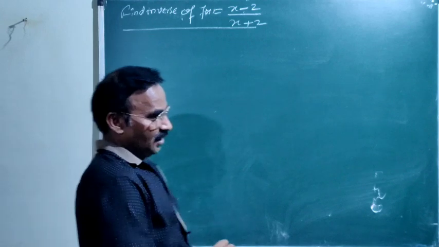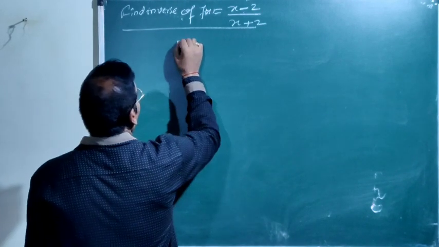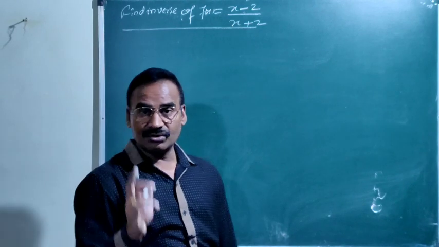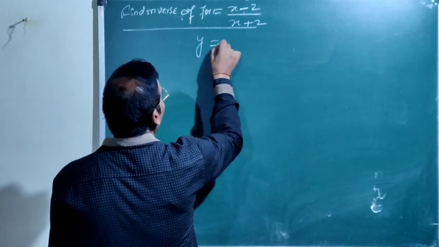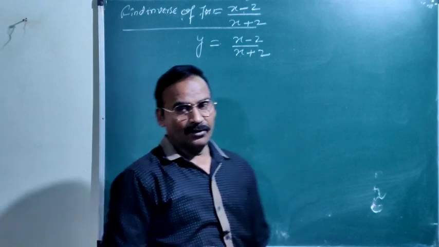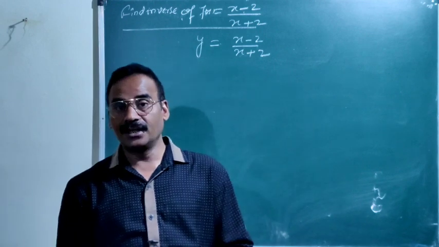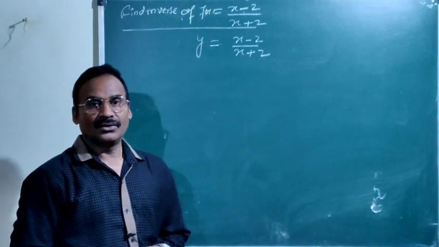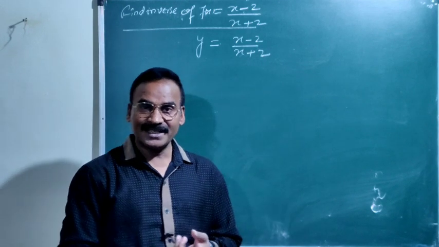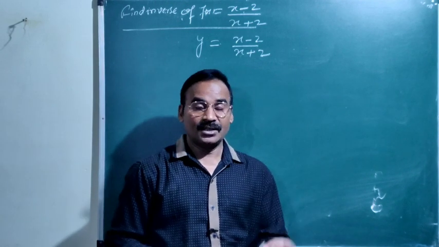Now the simple process to find the inverse of the function. Number 1: first you take f(x) equals y. Whatever is given, you take y. In the present situation, y is expressed in terms of x. Now what you have to do to find the inverse? You have to express the function in terms of y, meaning you have to find x.